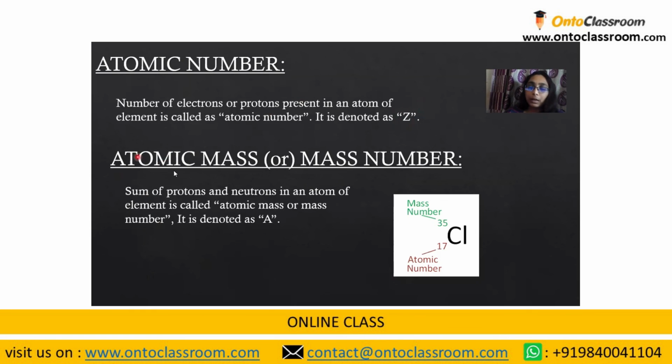In the same way, what is the mass of an atom? We just sum up the protons and neutrons present in an atom of an element. It's called the atomic mass, and it is denoted with capital A. Here we have an example of chlorine. This is the atomic number of chlorine, and this is the atomic mass of chlorine. This is how we can calculate the atomic number and atomic mass.